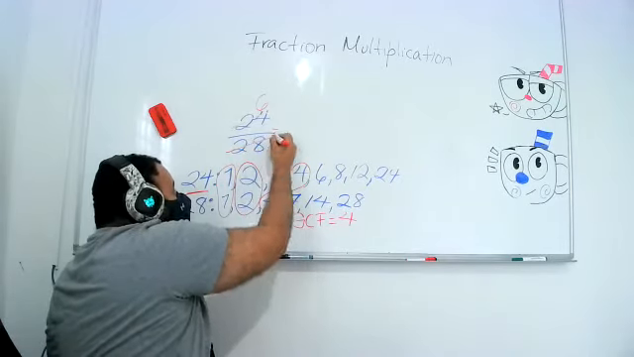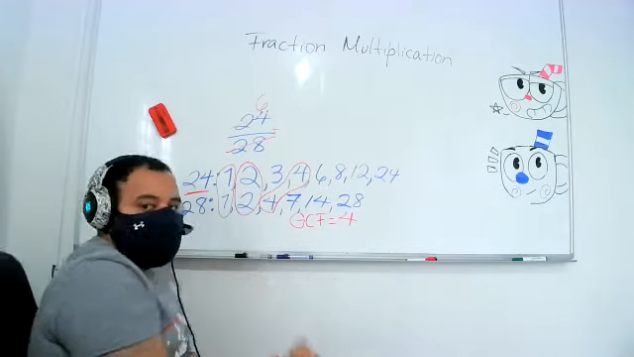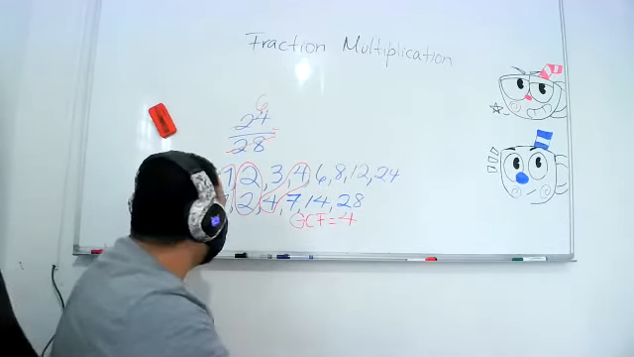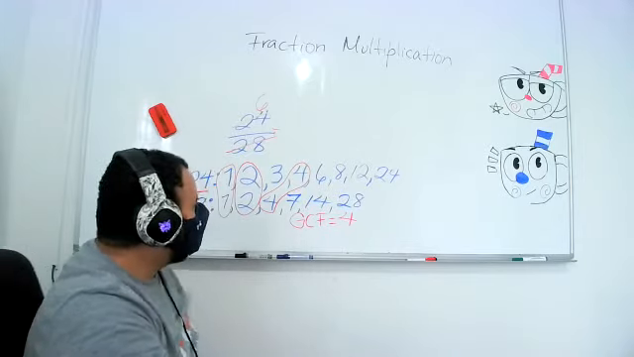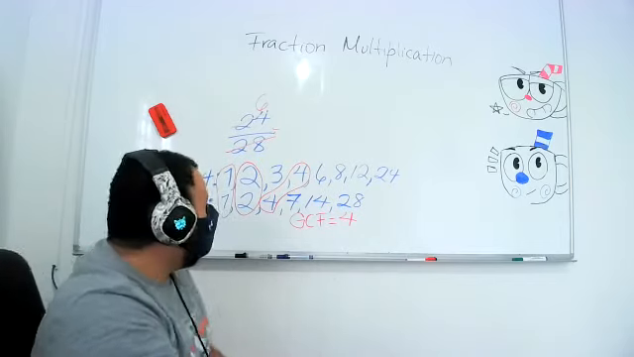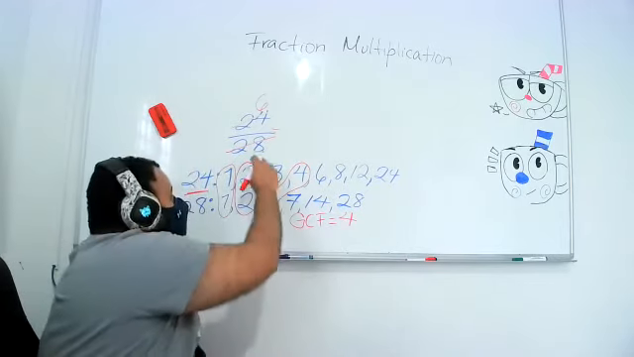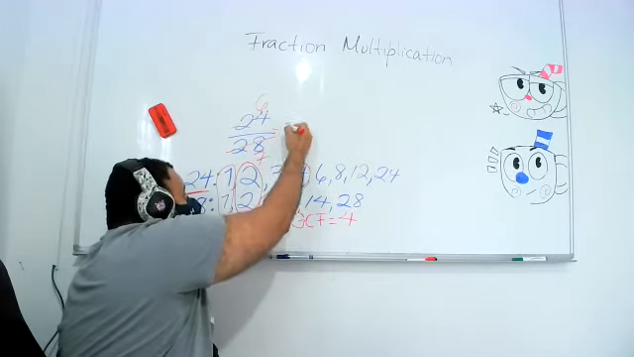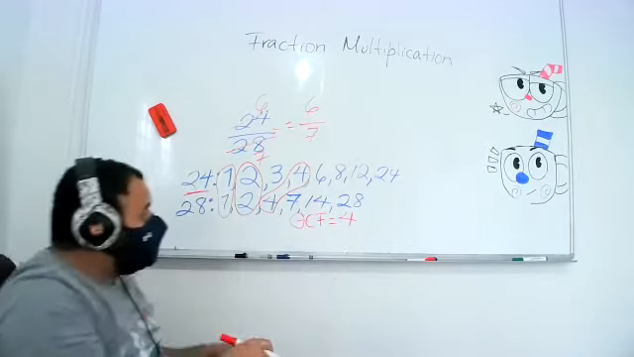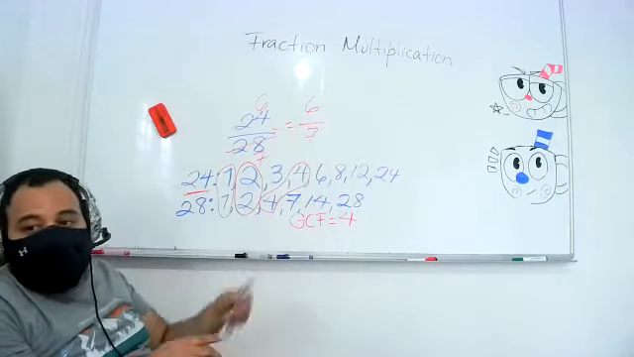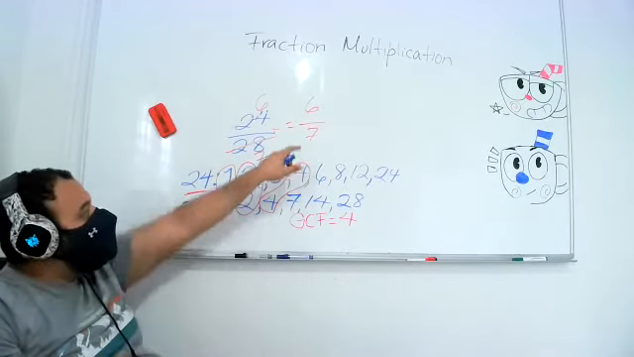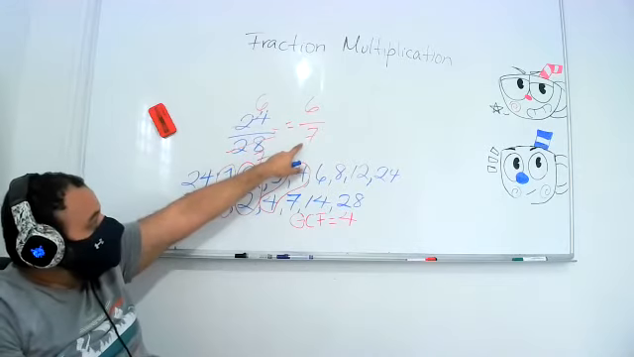And 28 divided by 4. Multiplication table... 7. Okay, 4 times 7 is 28, so this is 7. What is my new reduced fraction? 6/7. My fraction is in lowest terms. It's the simplest expression, 6/7.